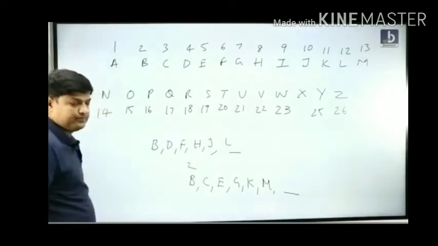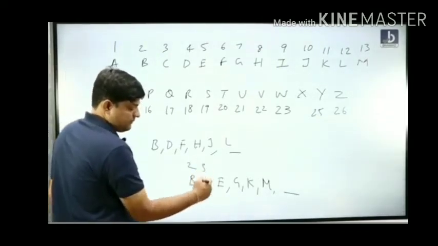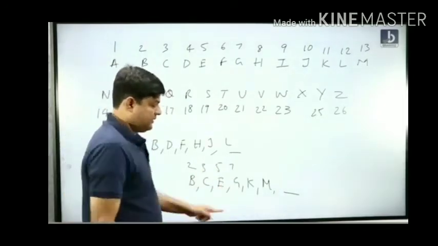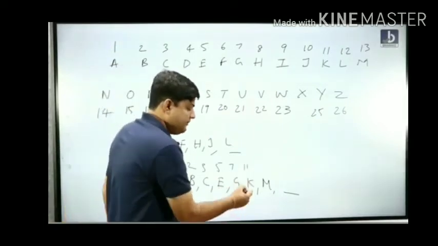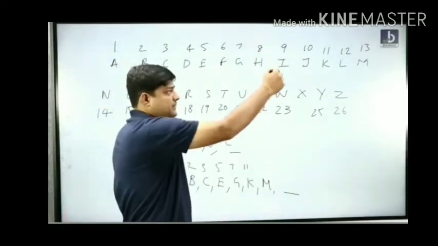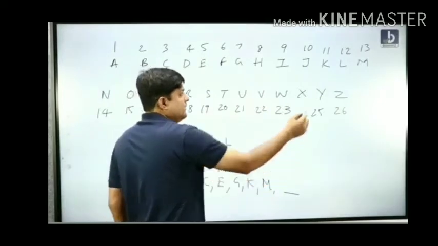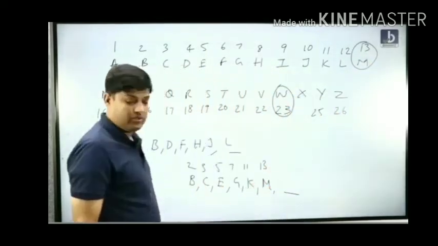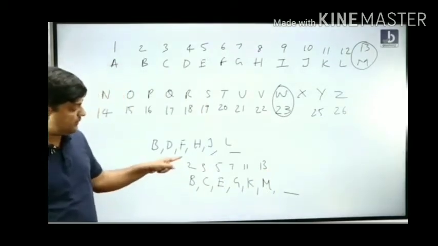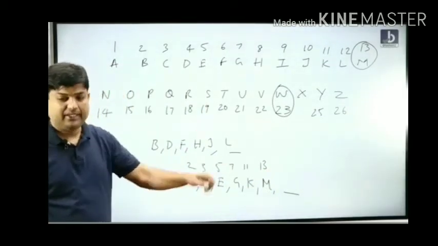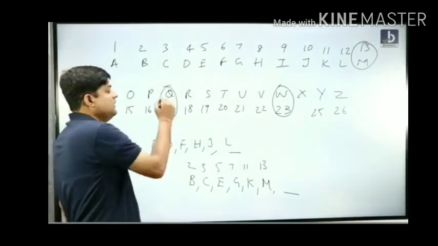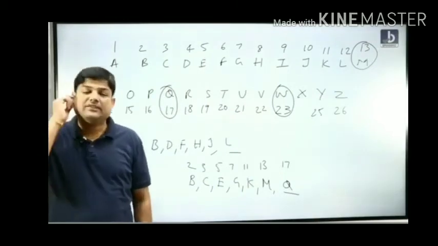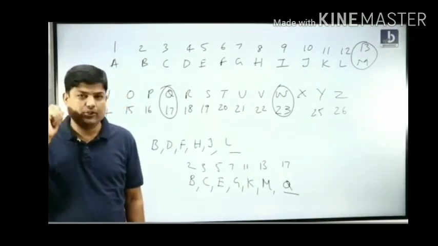B is 2, C is 3, E is 5, G is 7 by G, K is 11, Kings 11 Punjab, M is 13. Remember M 13, W 23. So now you all know that these look like prime numbers: 2, 3, 5, 7, 11, 13. After 13, the next prime number is Q, that is 17. So ranks will give you a lot of ease.